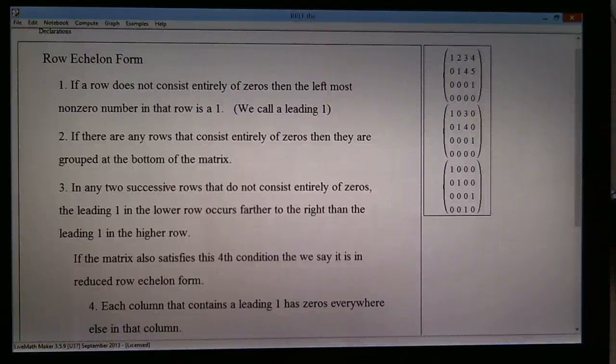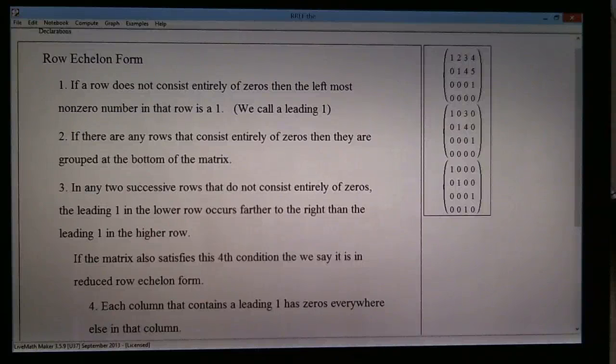There's a special type of matrix that we're going to find particularly useful in solving systems of equations. That type of matrix is a matrix that's in what's called row echelon form or reduced row echelon form. As we'll see, there's two different things here. So first of all, let's give a definition of row echelon form.